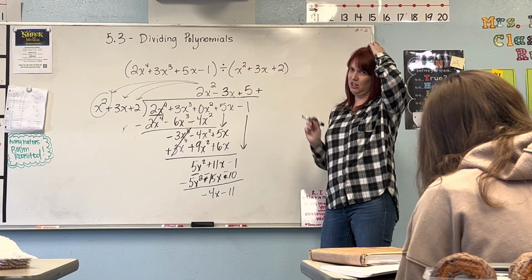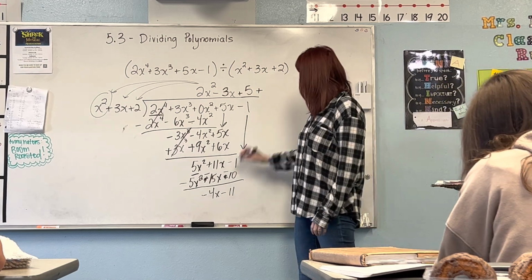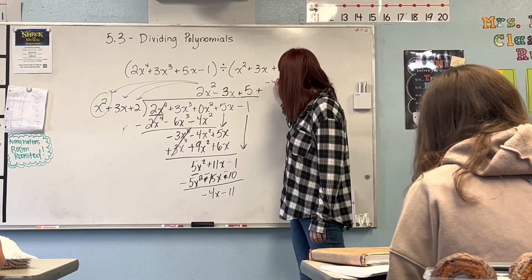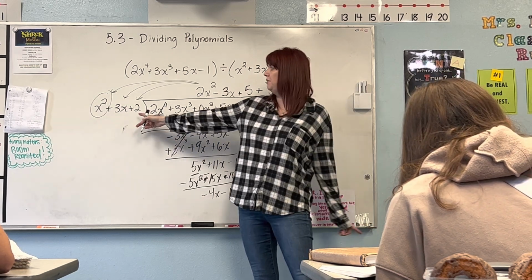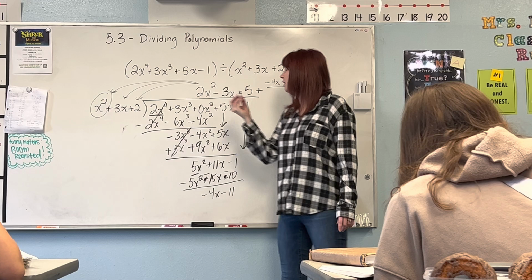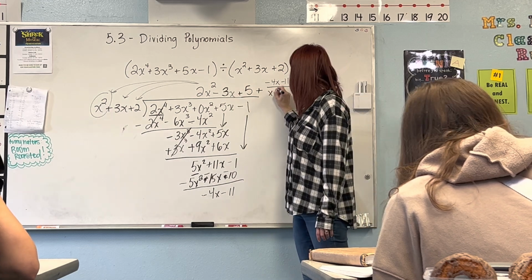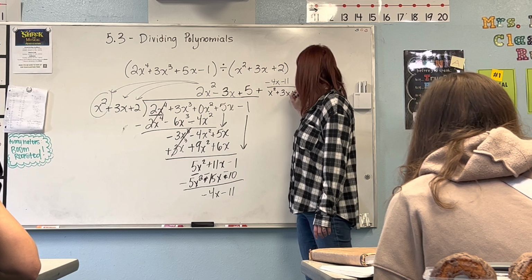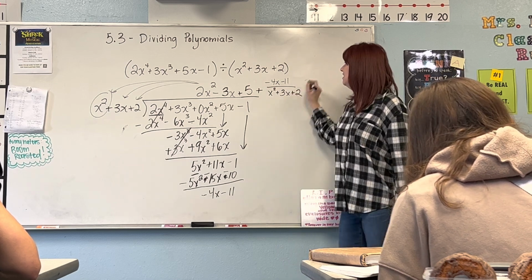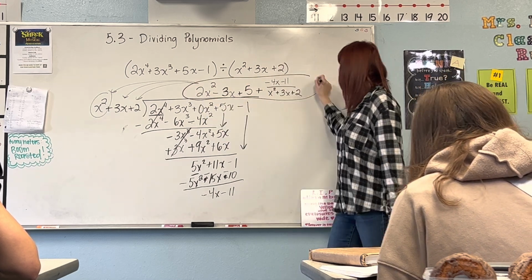Change the sign, fraction, if you can. Then we take the remainder and put it over the divisor, the thing we're dividing by: x squared plus 3x plus 2. That took so long, and this is your answer. You don't have to simplify it.